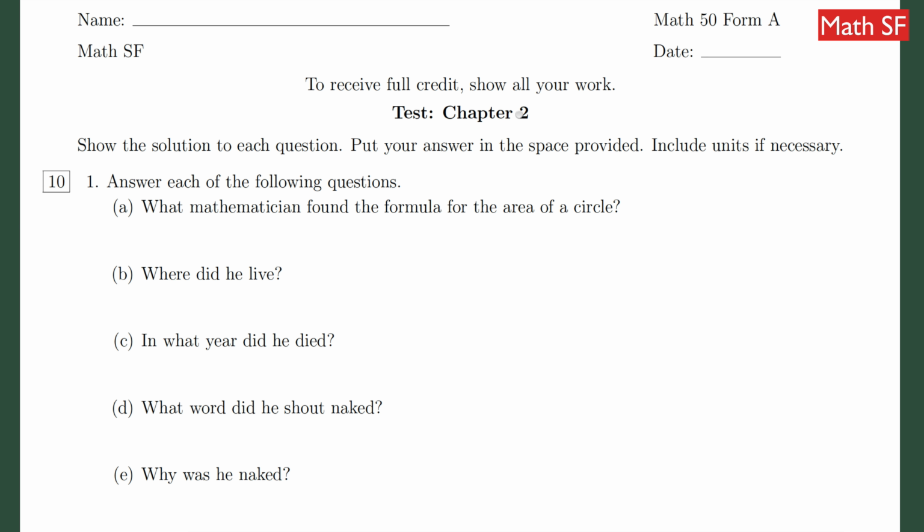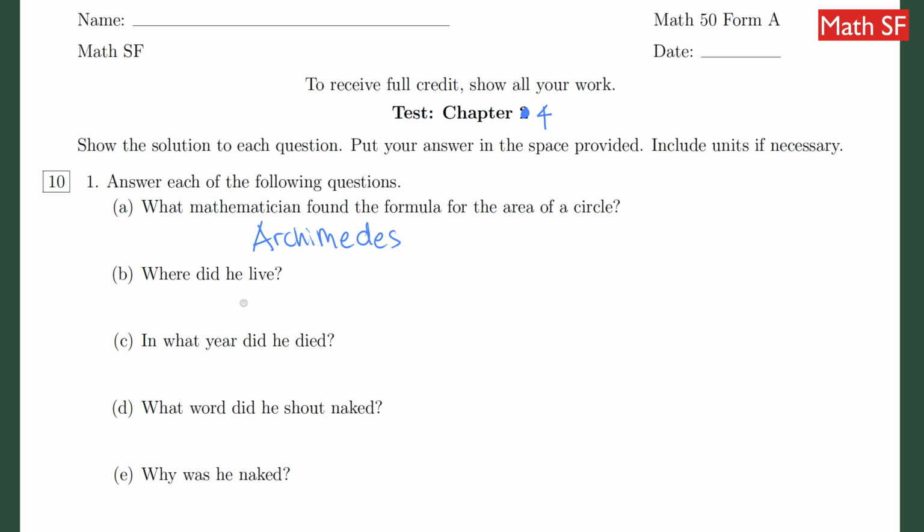So we're going to be solving test chapter 4, form A. The first question in this test, they're asking us, what mathematician found the formula for the area of a circle? And that mathematician name is Archimedes. So I'm going to write Archimedes.